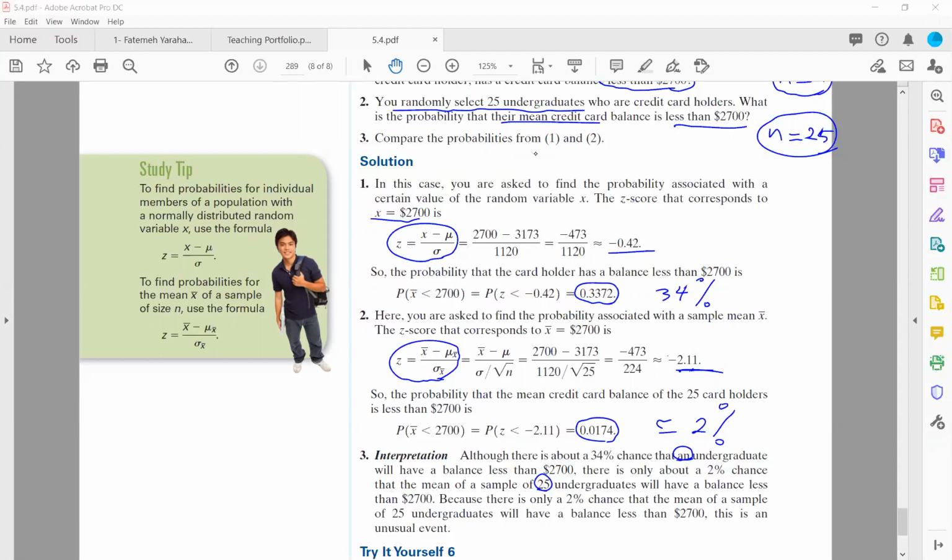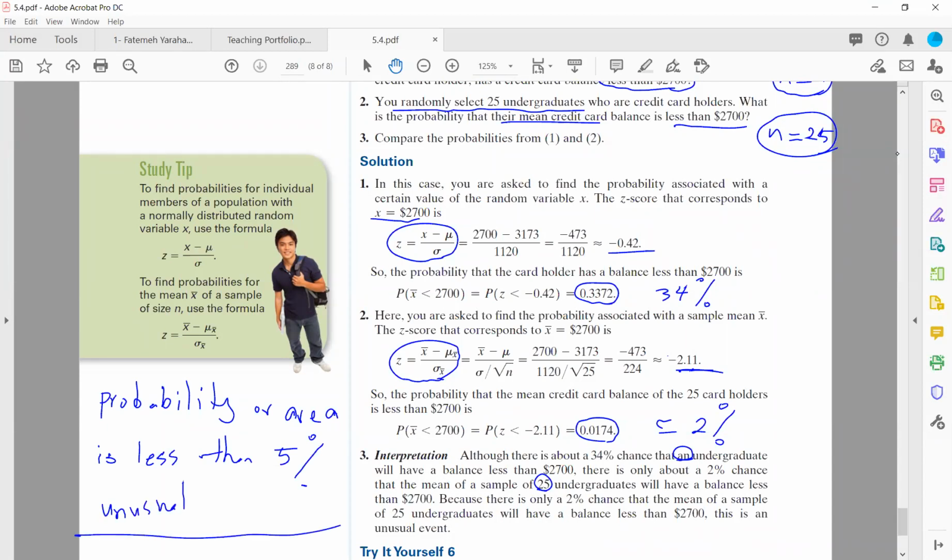Remember that when it comes to probability or area, if the probability or area is less than 5%, we say that it is unusual because it is near the tail.